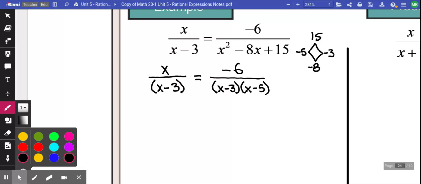Awesome. Second step. State what x cannot equal, your non-permissible values. My non-permissible values for this question would be +3 and +5.